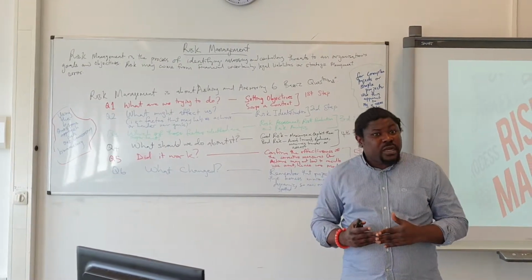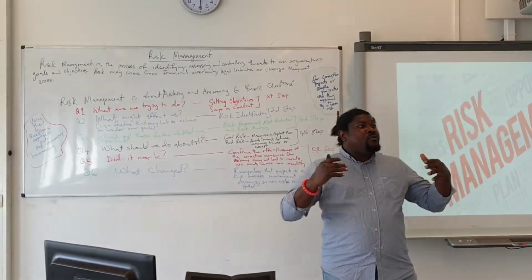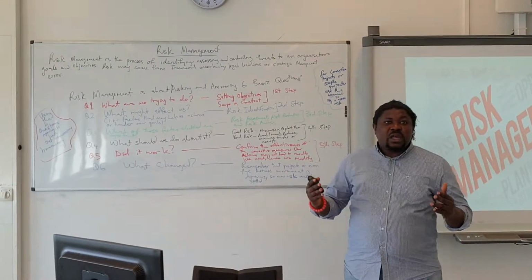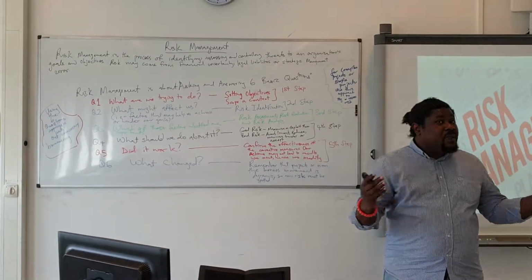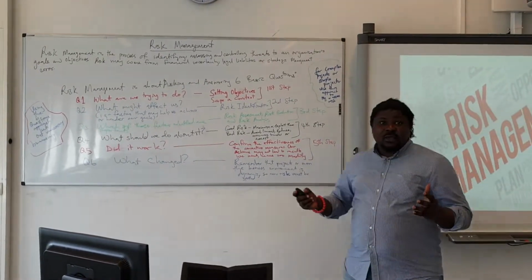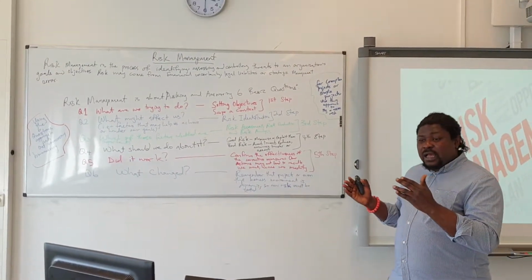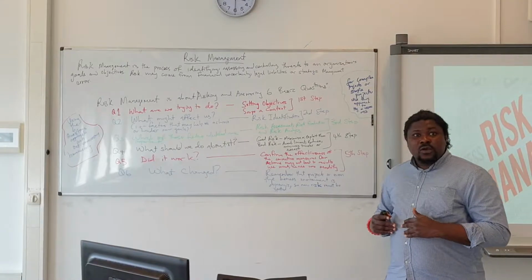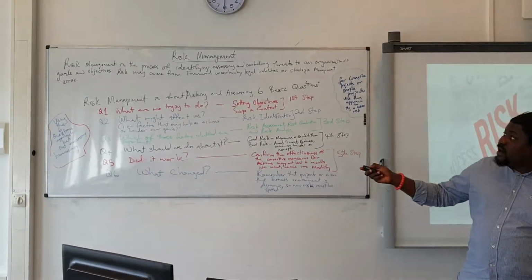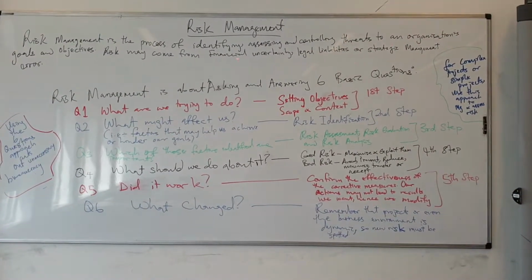So it could be threat of financial uncertainty, it could be threat from strategic management errors. So maybe the leadership of the organization has made an error or they made a mistake, okay? It could be threats from legal liabilities, okay? All these kind of threats can be sources of risk. Okay, so again, risk management is the process of identifying, assessing, and controlling threats to an organization's goals and objectives.